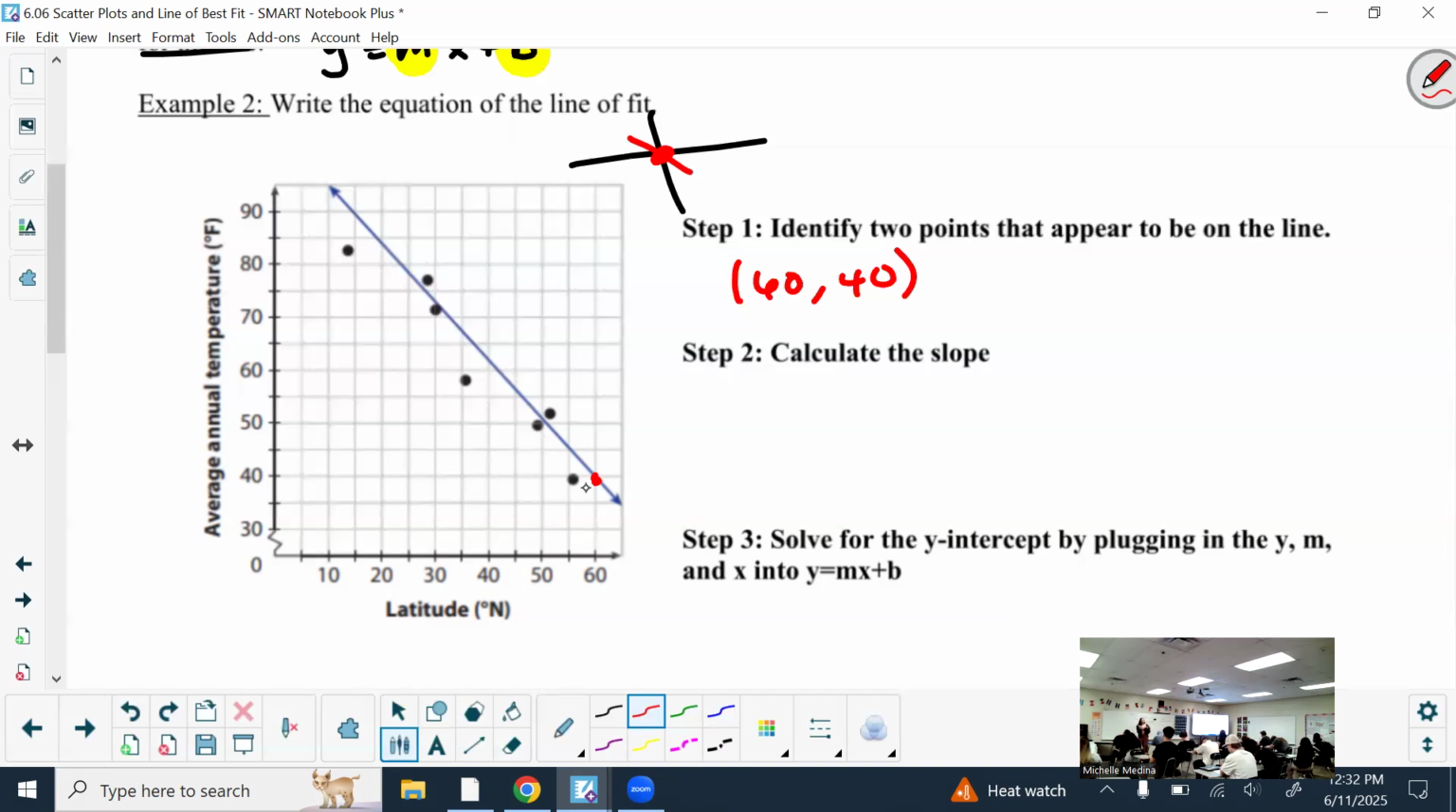There's a few other ones that you could see easily. Find just one other one that you could see without having to estimate. Look on your paper, find another point that you don't have to estimate that is just right on the line.